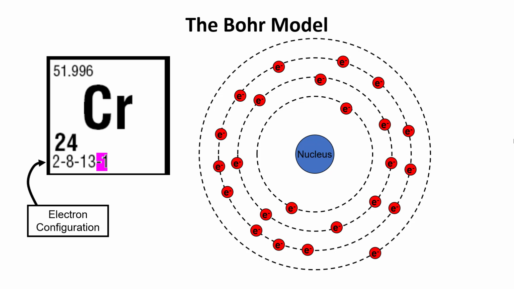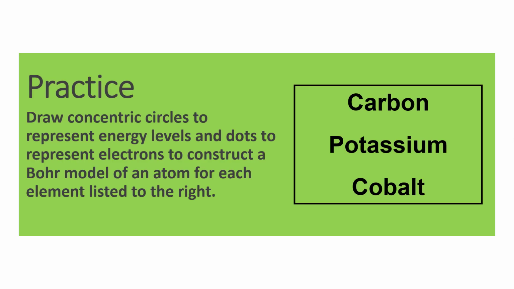Now it's time for you to practice. So draw concentric circles to represent energy levels and dots to represent electrons to construct a Bohr model of an atom for each of the elements listed to the right. So draw a Bohr atom for carbon, a Bohr atom for potassium, and a Bohr model of an atom of cobalt. Pause this video because I'm going to show you how to do this next. So practice it first.